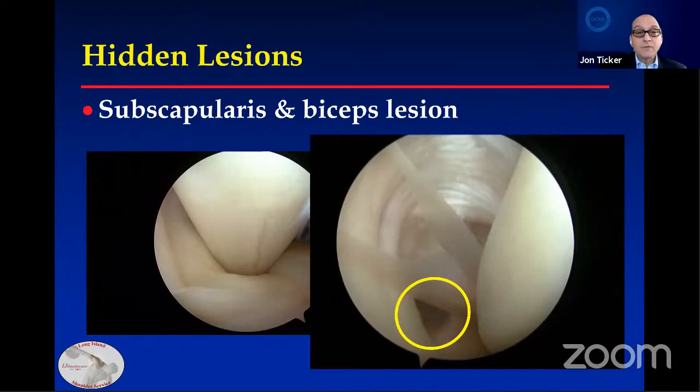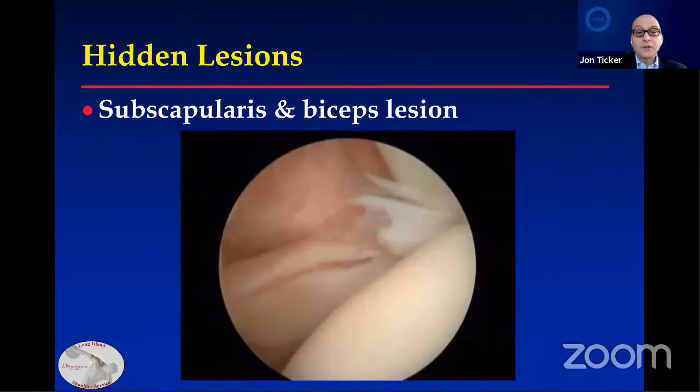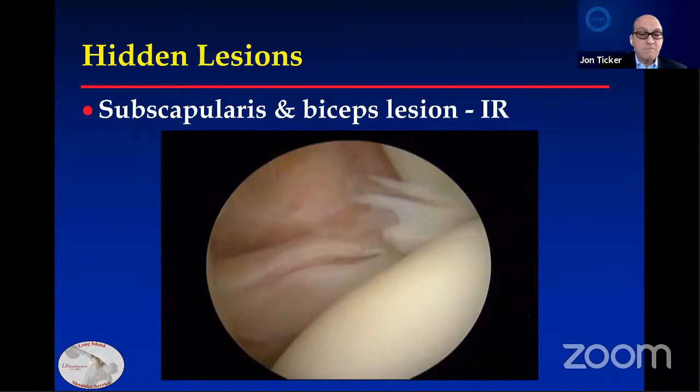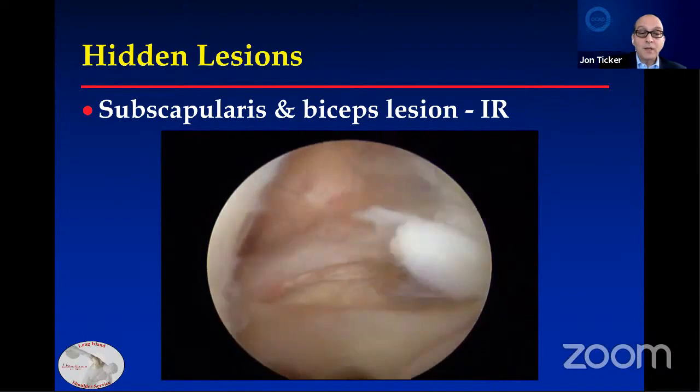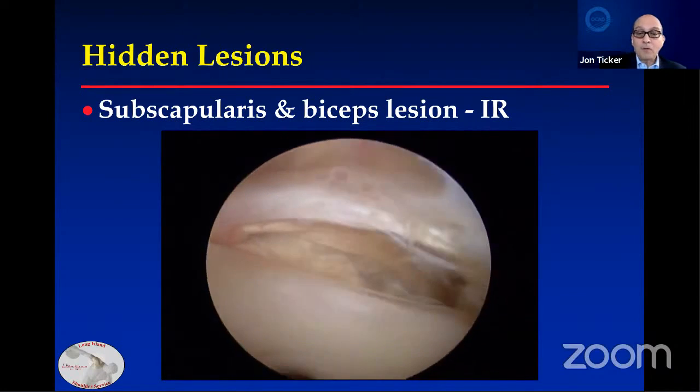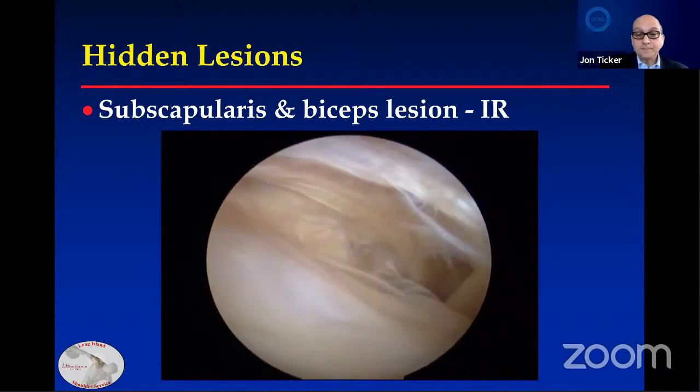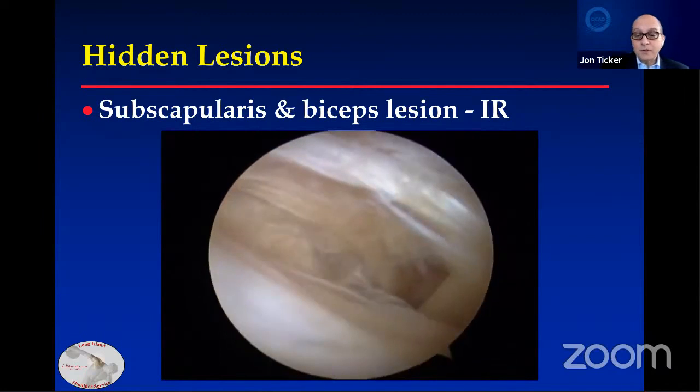This is the so-called hidden lesion. This is a very small one, but I can't imagine it's going to get smaller. It's only going to get larger. Here's another case where a seemingly innocent split in the subscapularis, but if you internally rotate and then look through that split, more laterally, you're going to see the biceps tendon. This requires a treatment as well.